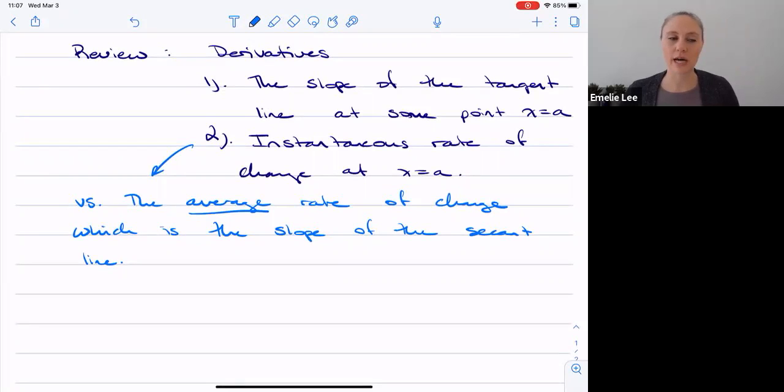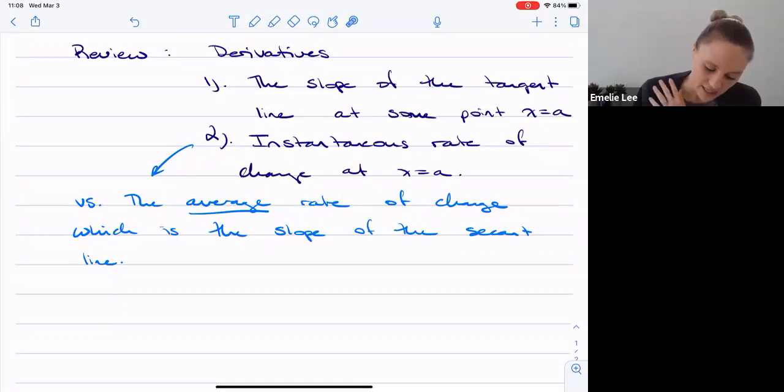For a lot of sections 2.1 and 2.2, what you were finding were the slopes of the secant lines, moving that point closer and closer to the point of interest, and then finding the slope of that line as you move closer and closer. Then you use that to estimate the instantaneous rate of change, or the slope of the tangent line. So we move those points closer and closer.